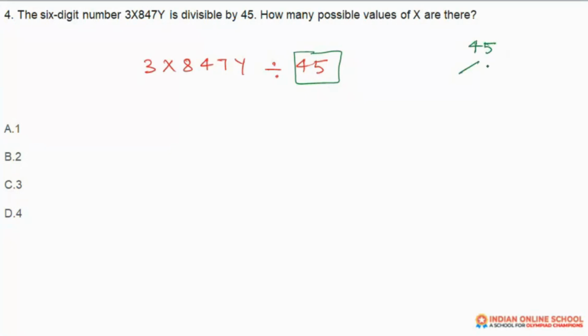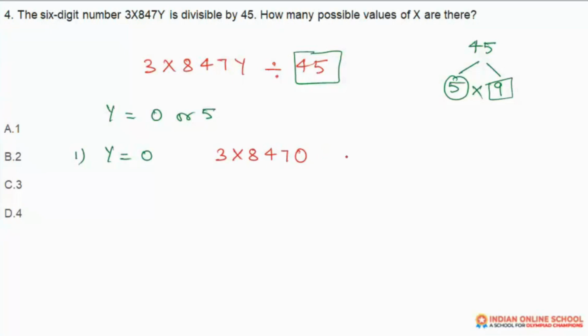The factors of 45 we are supposed to go with are 5 and 9, because 5 9s are 45. So we will check whether the number is divisible by 5 and also divisible by 9. For this particular number to be divisible by 5, the condition is that the value of y should be either 0 or 5. Got it? So let's go with the first condition, when we put the value of y as 0. So we will be getting 3x8470.